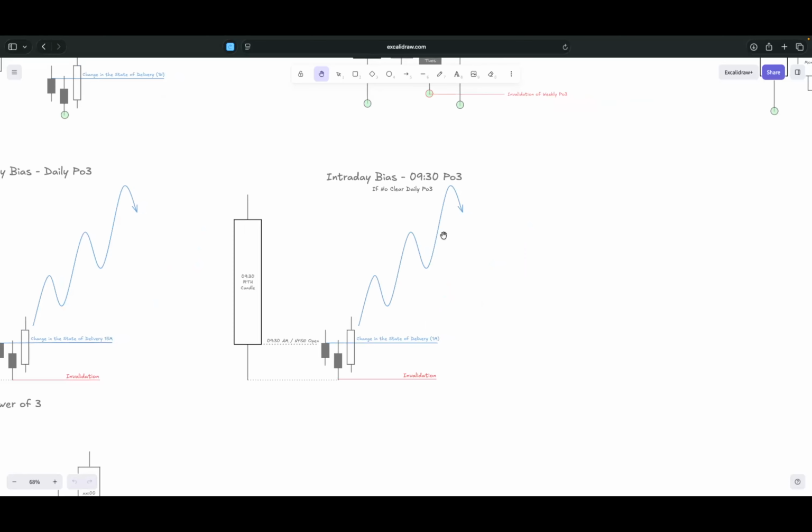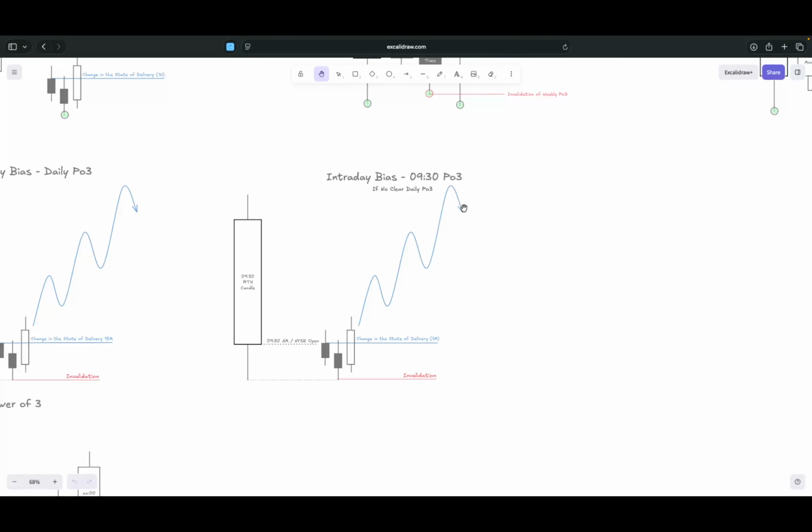Now this 9:30 is slightly different. 9:30 is if we don't have a clear daily power of 3. And the reason why I'm so cool with using 9:30 is because the bulk of the daily range is usually formed during New York session, right? New York session has the most volatility. Price is most likely going to move the most in New York, right? Gun to my head, I'm going to pick New York for the most movement, right?